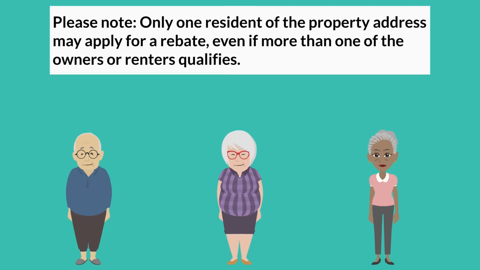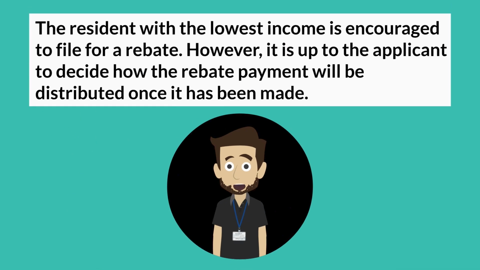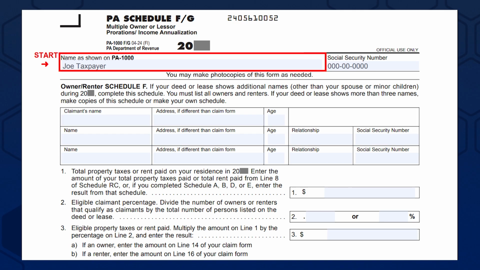Please note, only one resident of the property address may apply for a rebate, even if more than one of the owners or renters qualifies. The resident with the lowest income is encouraged to file for a rebate. However, it is up to the applicant to decide how the rebate payment will be distributed once it has been made. We will begin by listing the name and Social Security number of the primary applicant on the form.